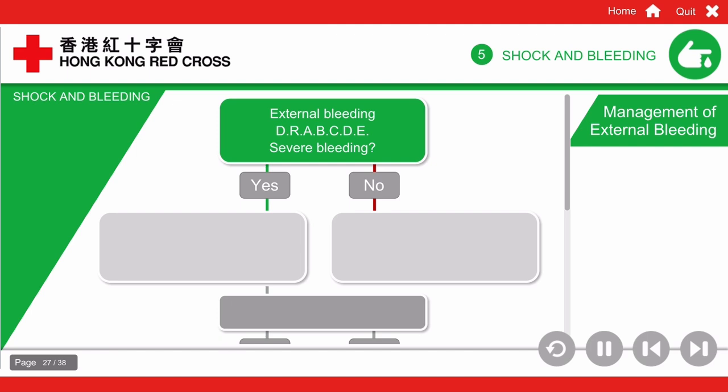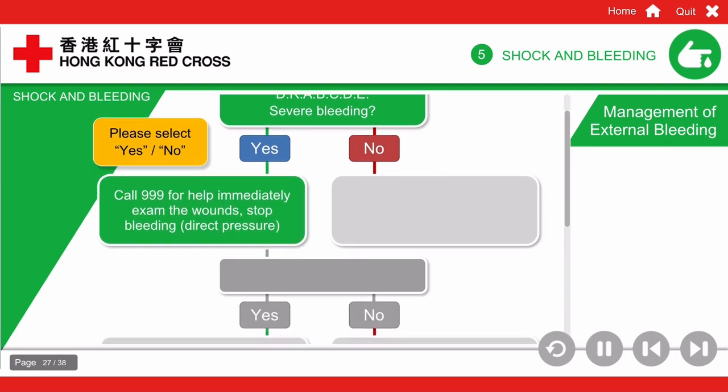Now we'll use a flowchart to explain the differences in the management of external bleeding in different situations. Perform DRE-BCDE as primary survey. Continue to observe the conditions of the victim after finishing the above steps and check if he or she still has bleeding.